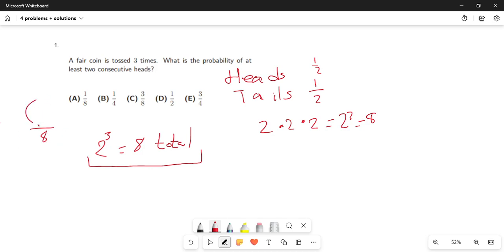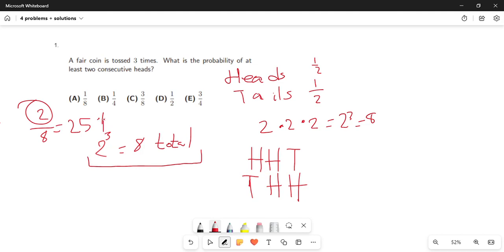We want how many ways can there be 2 consecutive heads? So it can be either H, H, that's 2 consecutive heads. And then in 3 flips, the tail can either go here or the tail can go in the front. So there's 2 possibilities out of 8, which gives you a 25% chance, but the answer wants it as a fraction, so you get B.